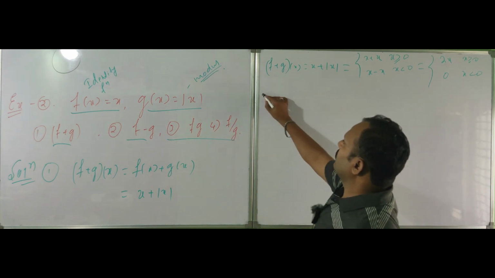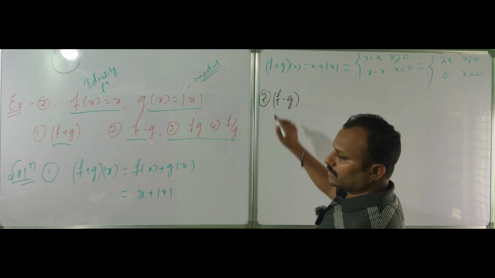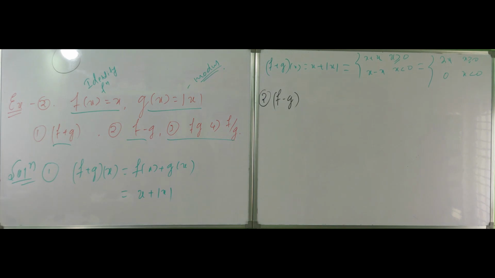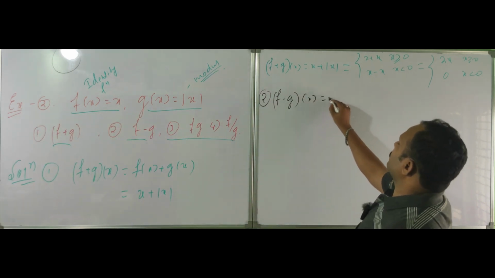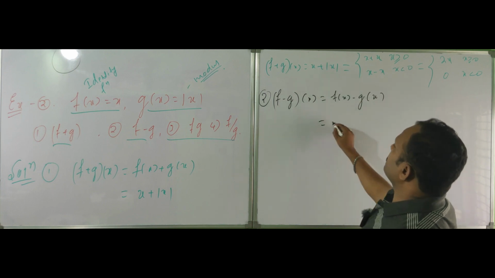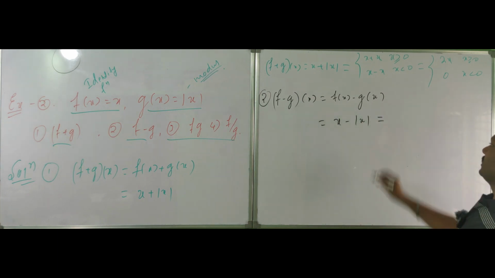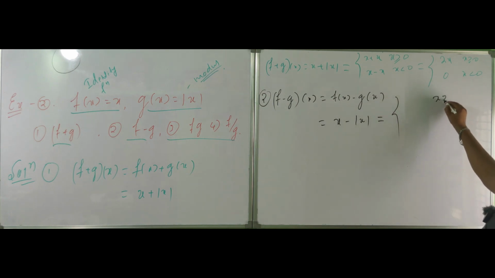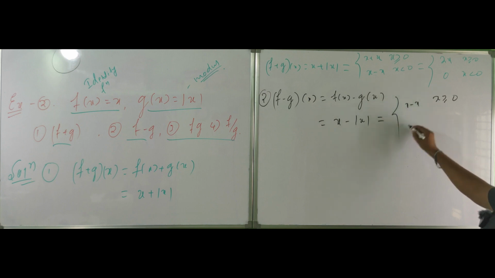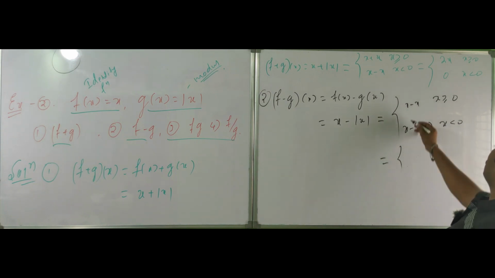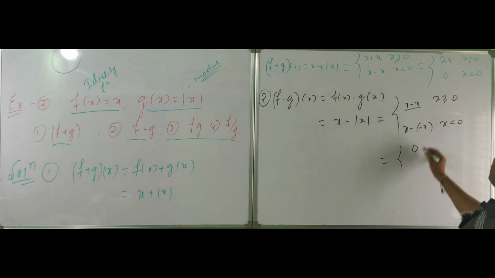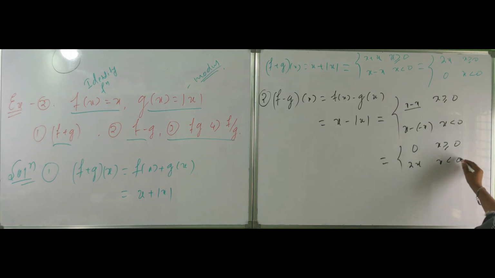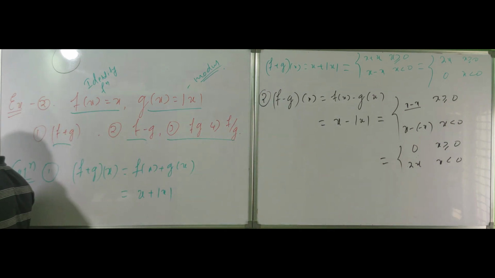The second one, what is given? f minus g. (f − g)(x) is simply f(x) minus g(x). What is f(x)? The identity function. g(x) is a modulus function. How do you write this? It depends on the x value. If x is greater than 0, x minus x. If x is less than 0, x minus minus x, that is x plus x. This becomes 0 for x greater than or equal to 0, and 2x for x less than 0. Is it true? Yes, sir. Right. Done.